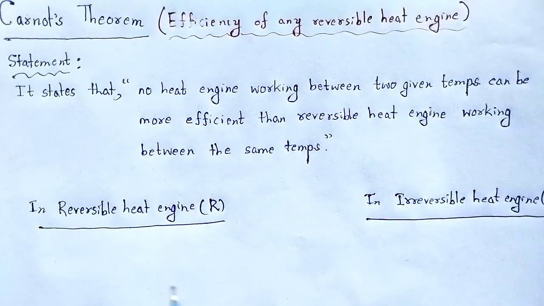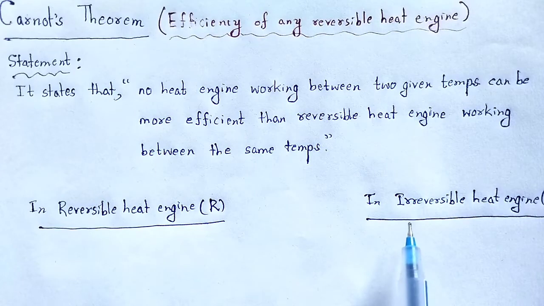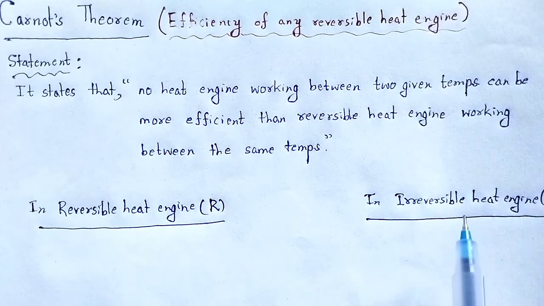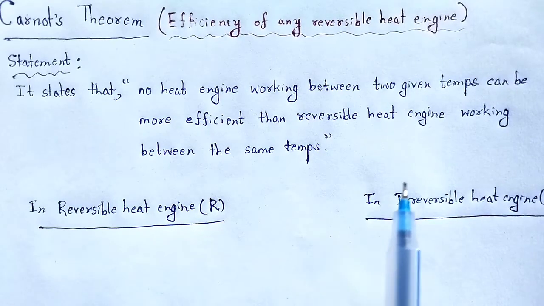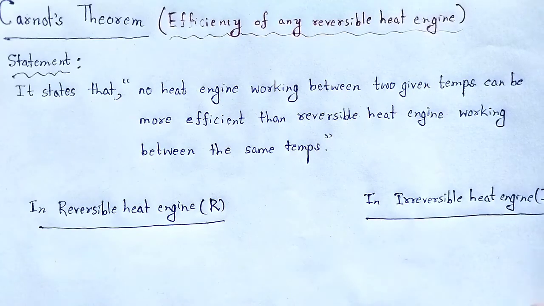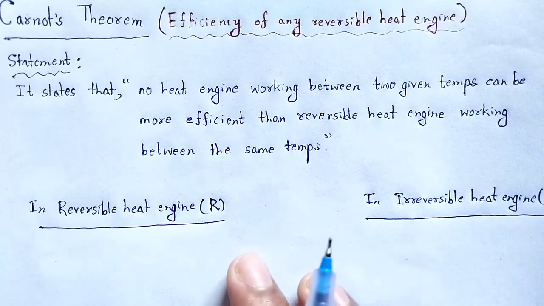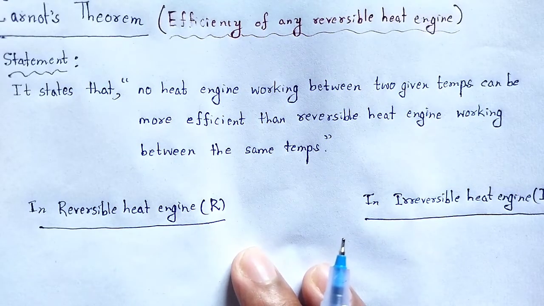So, we have to consider two heat engines, one reversible and another irreversible, and these two heat engines are working between two temperatures T1 and T2, where T1 is the temperature of the source and T2 is the temperature of the sink. We assume that the amount of working substance in these two heat engines is so adjusted that the work done per cycle is the same in both the engines, that is W.